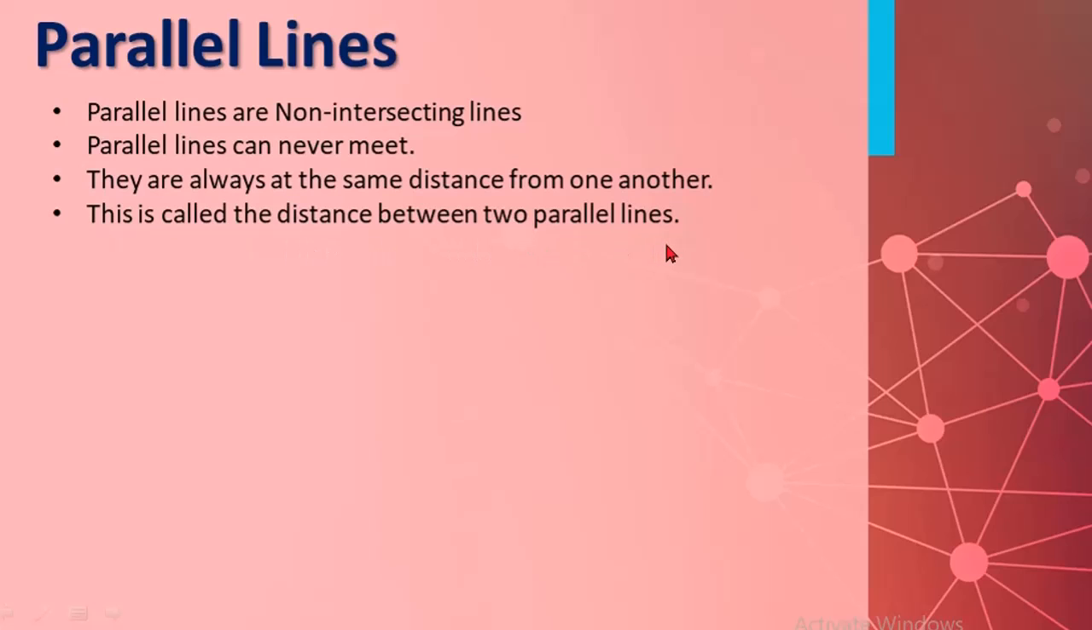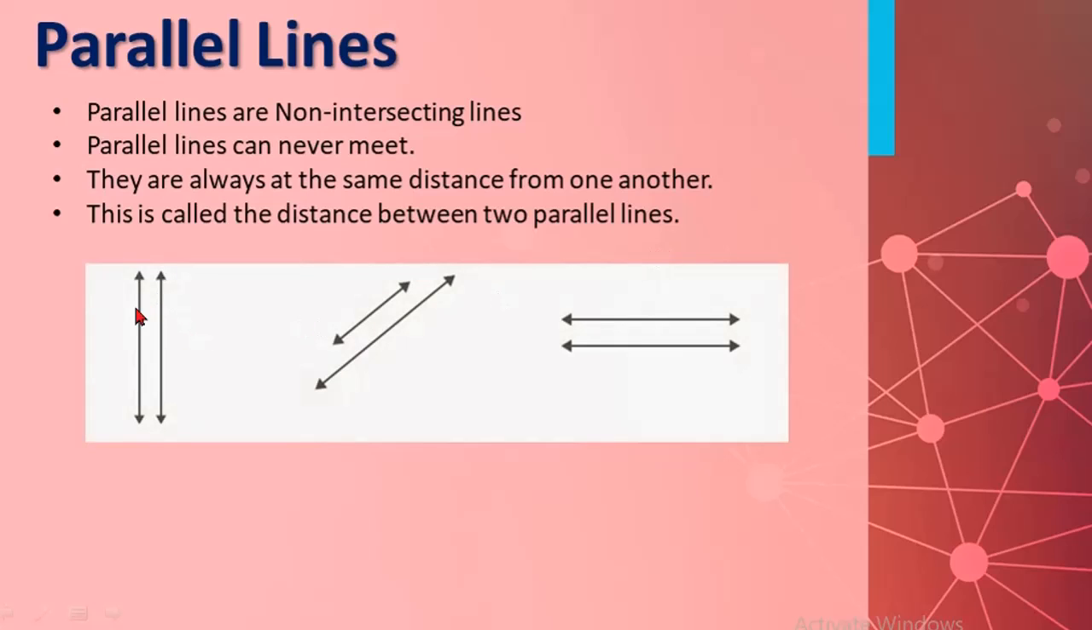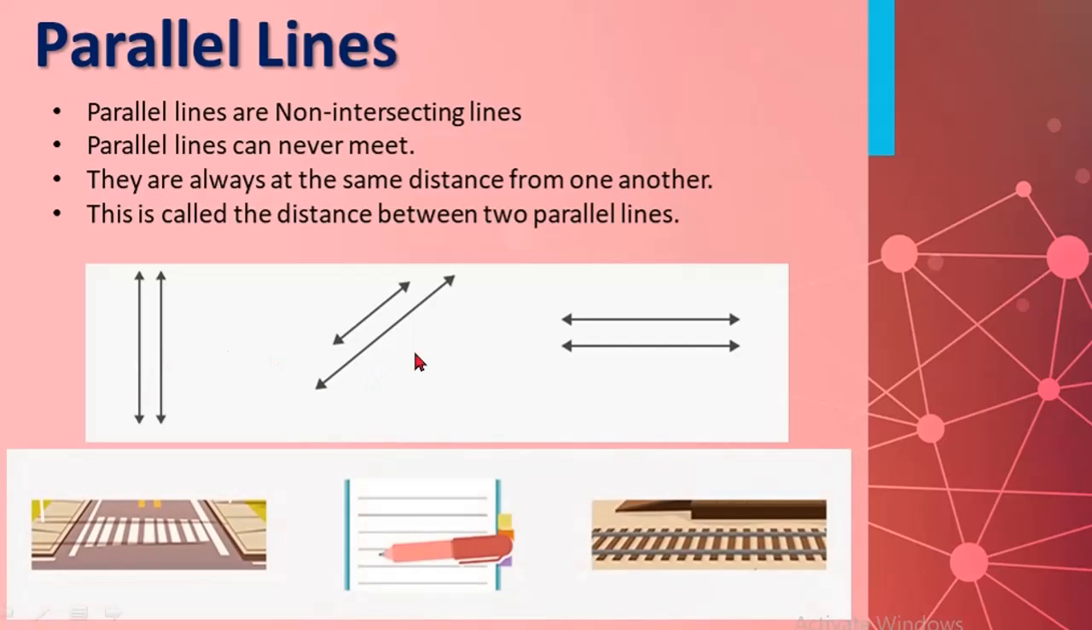We will see with a figure. Here there are a number of figures. Look here, this is a line, this is a line, and the distance between these two lines is always equal. So these are known as parallel lines. And here there are three pairs of parallel lines: this is one, this is two, this is three. Real examples from our day-to-day life of parallel lines are the railway track, the lines of your notebooks, and the zebra crossings on the road.